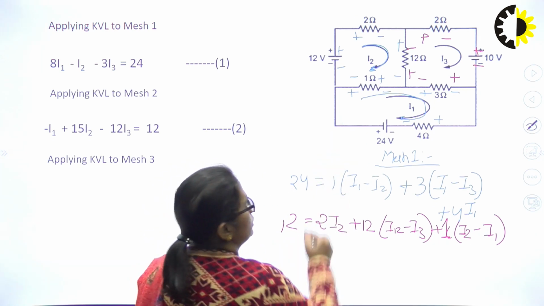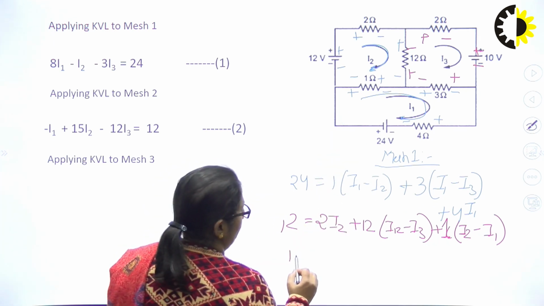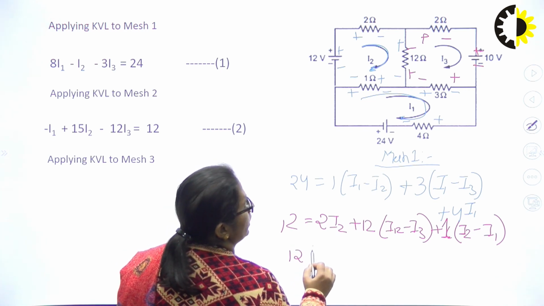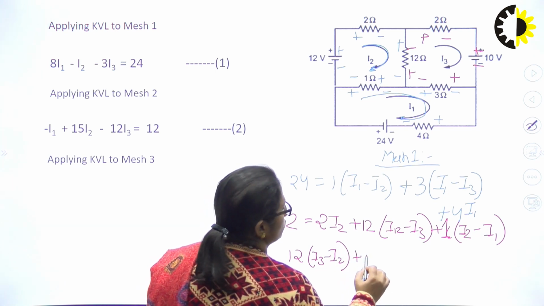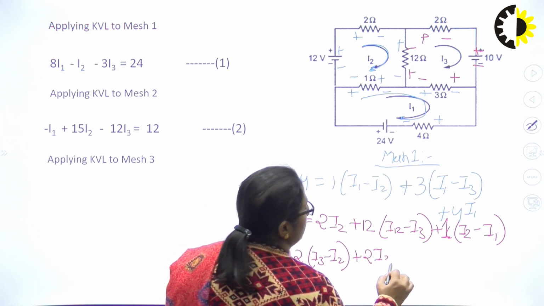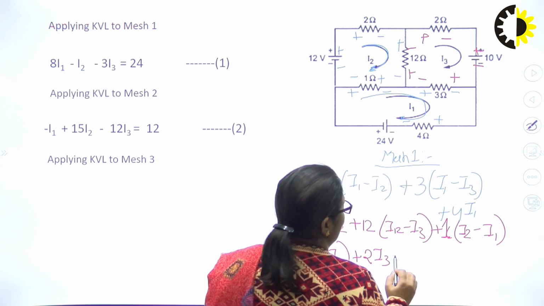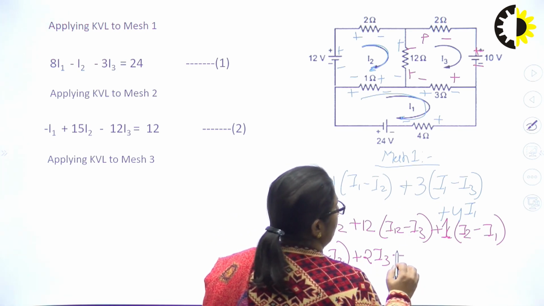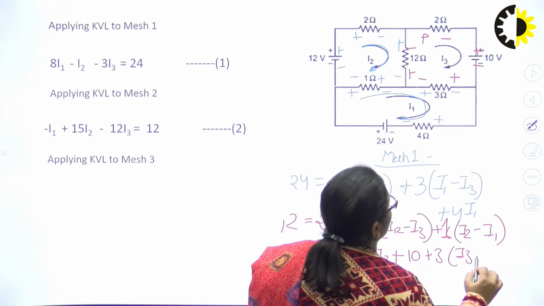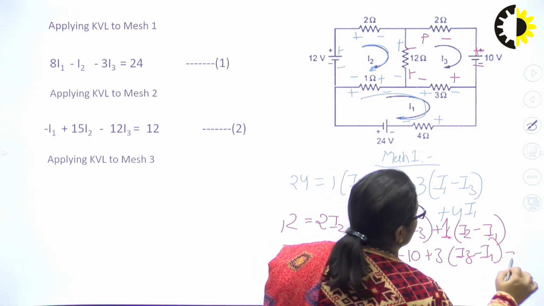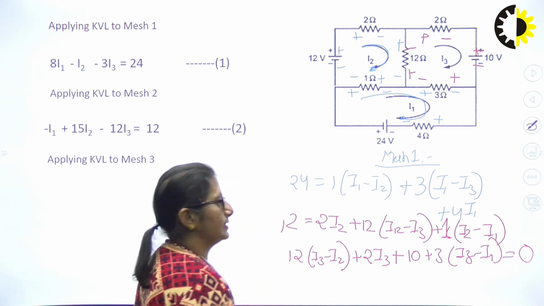Fine. So, I am starting with 12. So, this time I may be writing it as 12. What is the current flowing in 12? I3 minus I2 plus 2. What is the current in it? Only I3, right? Then 10 volts. Although it is a battery, it is working as a drop. So, plus 10 plus 3. The current is I3 minus I1 is equals to no rise.